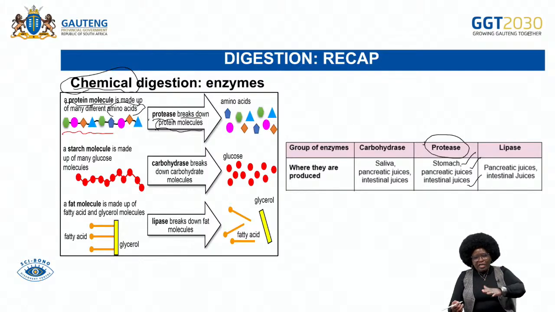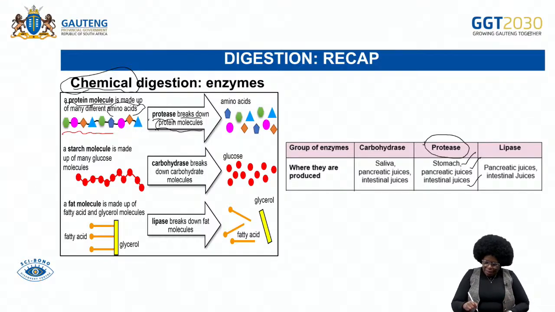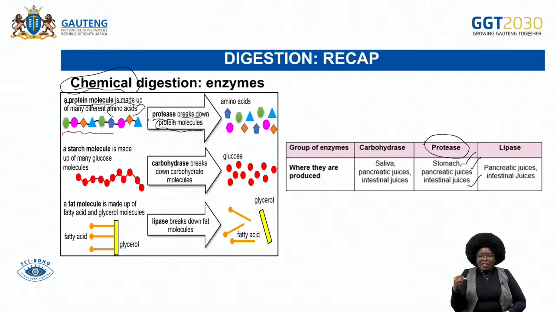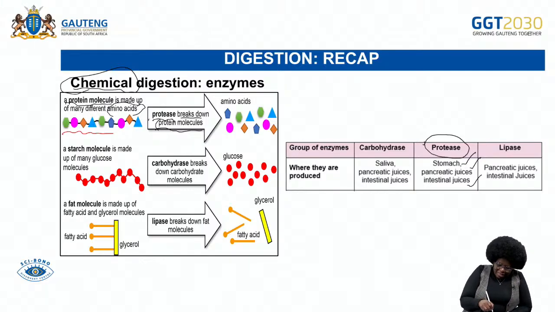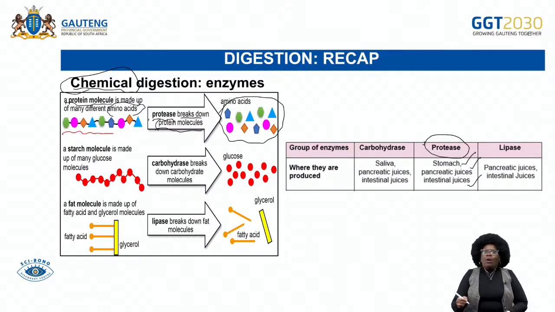Just know the location, the place where these different enzymes are produced. We have the stomach and the pancreatic juices. I explained to you just now that when the pancreas secretes pancreatic juices, they are transported through the pancreatic duct to the intestines, to help with the process of protein digestion. So once we have this amino acid, this is now the simpler form of our proteins. Good. We're done. Then we move to starch molecules.